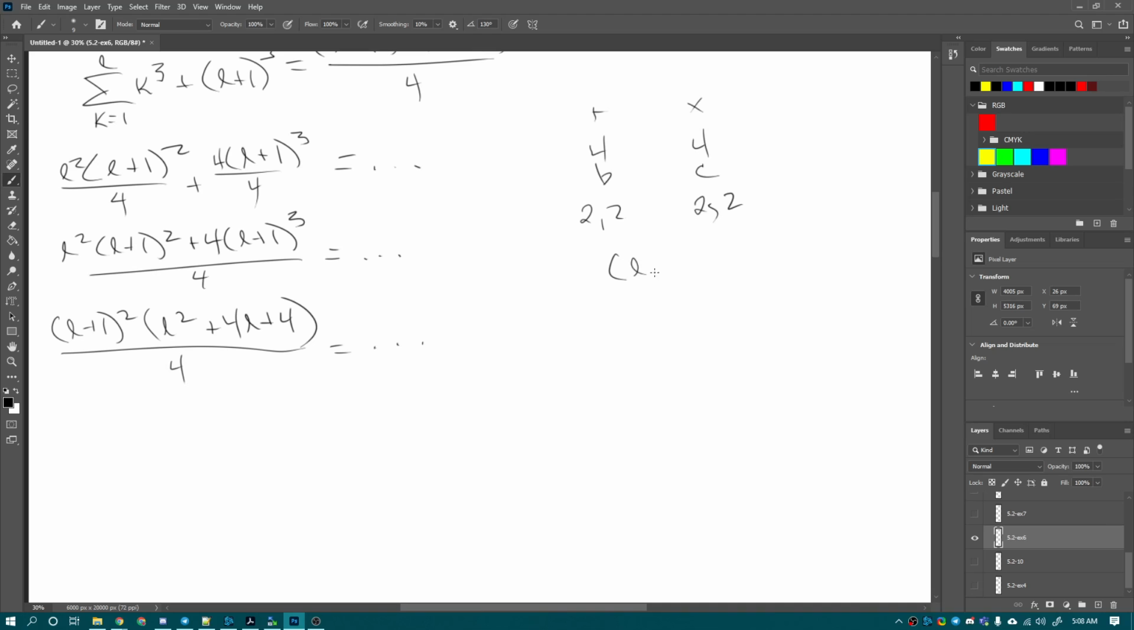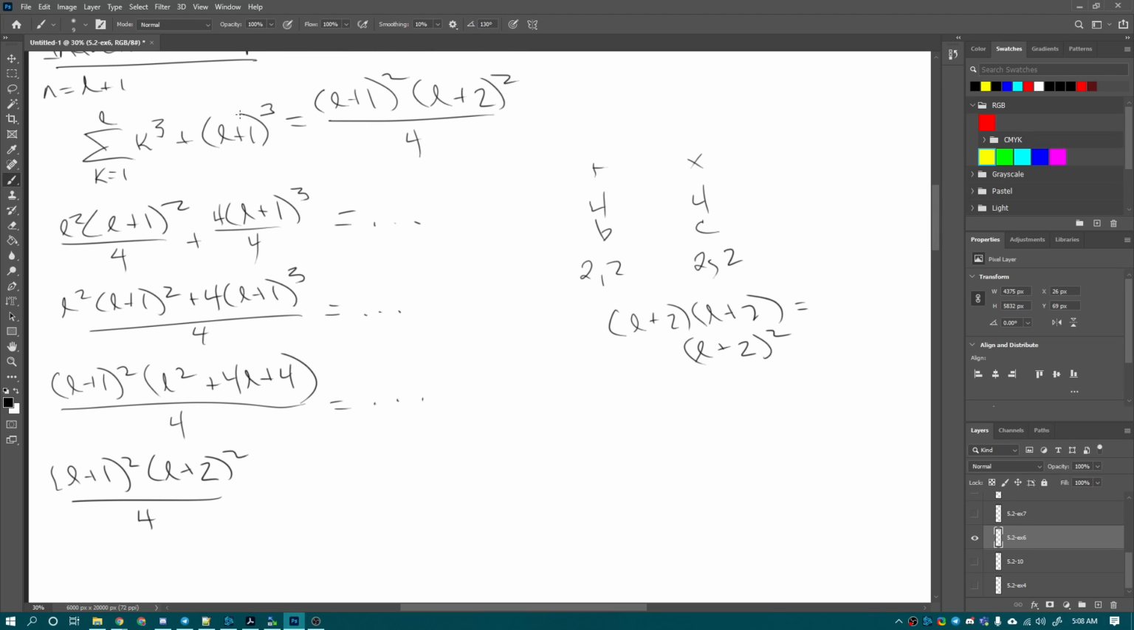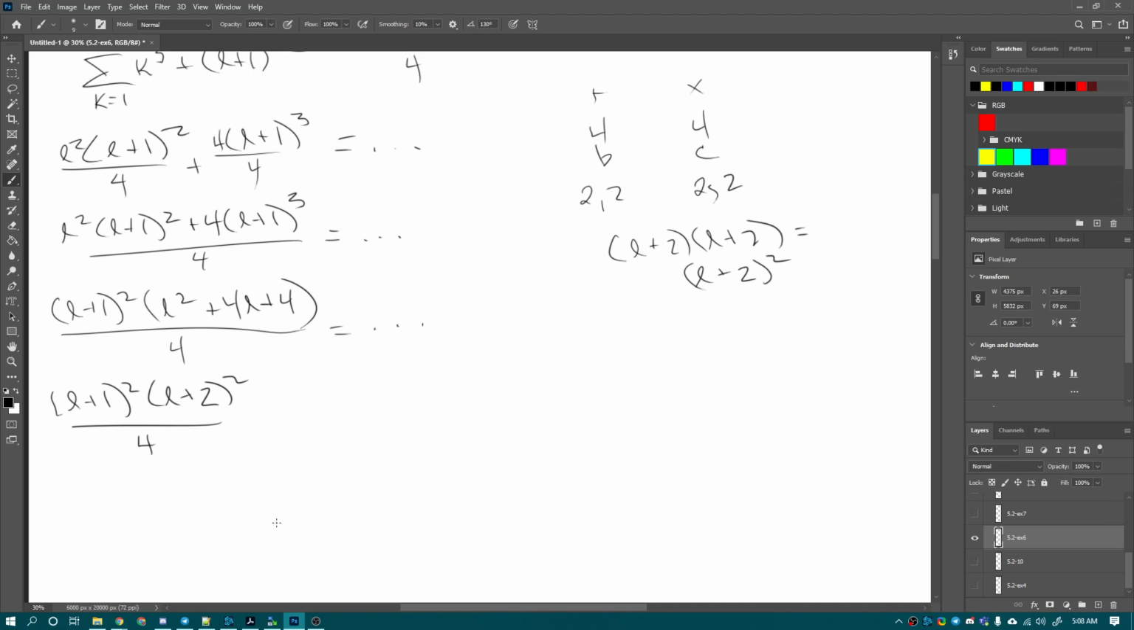So whenever I see L plus 2 and L plus 2, that's the same thing as L plus 2 squared, of course. So this is equal to L plus 1 squared, L plus 2 squared, all over 4, which happens to be the right-hand side of my equation. So I'll write that one last time. L plus 1 squared, L plus 2 squared, all over 4, QED. We're done.